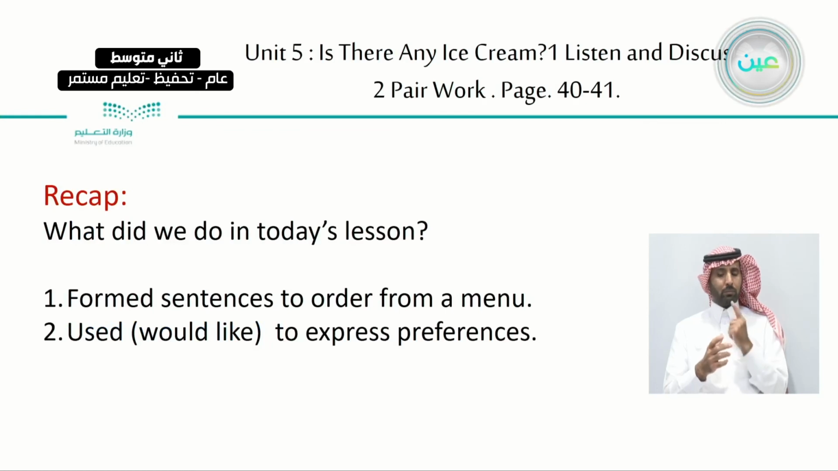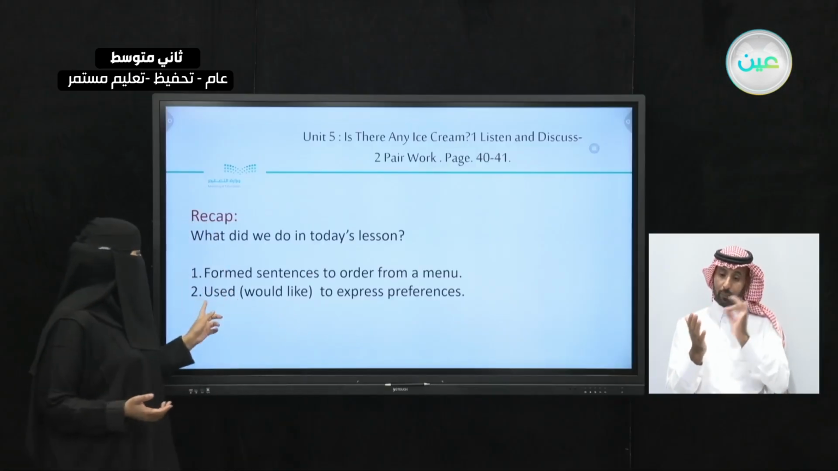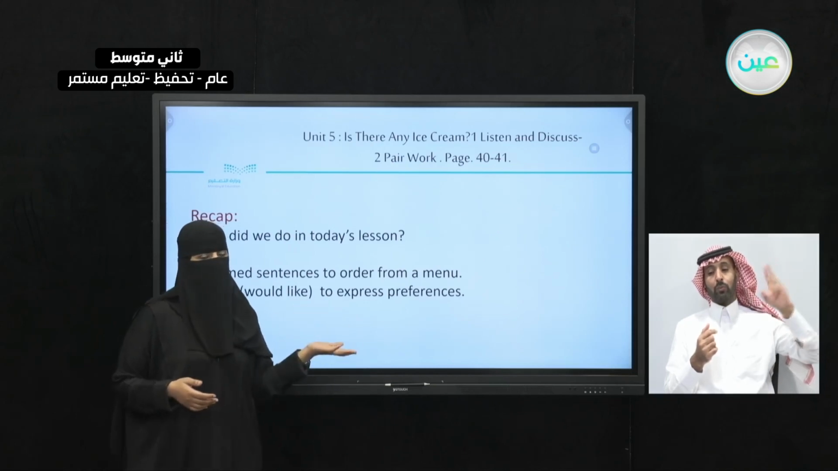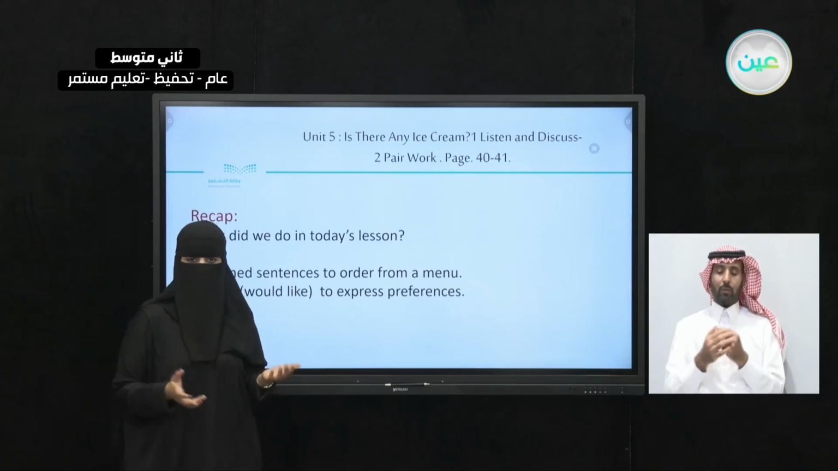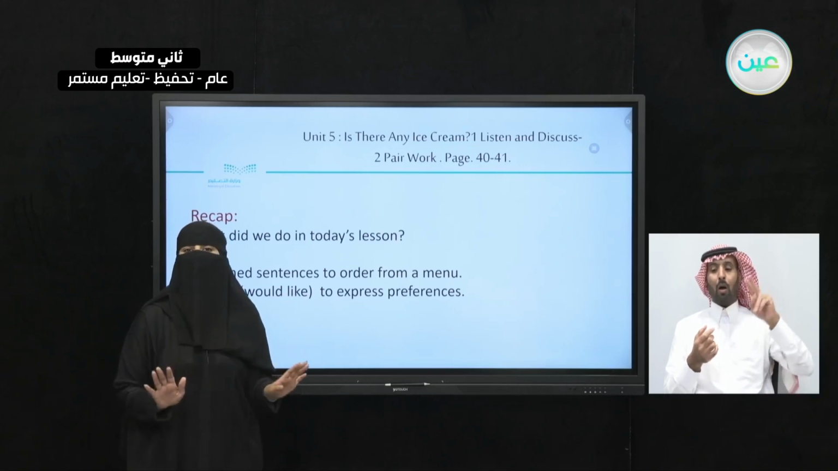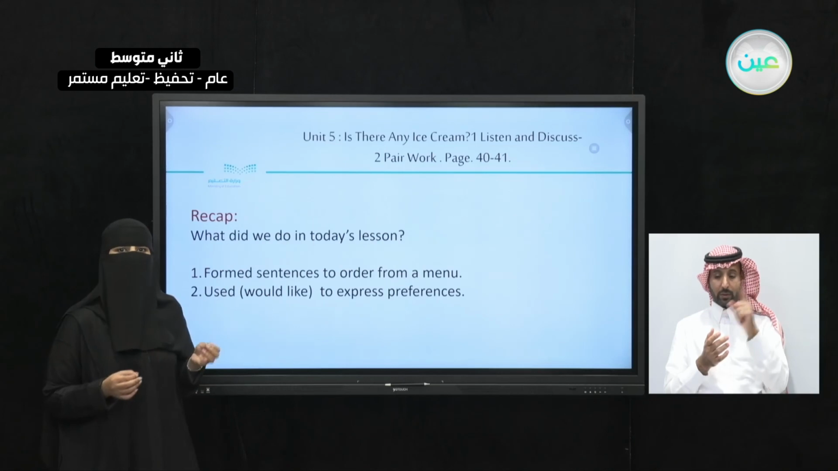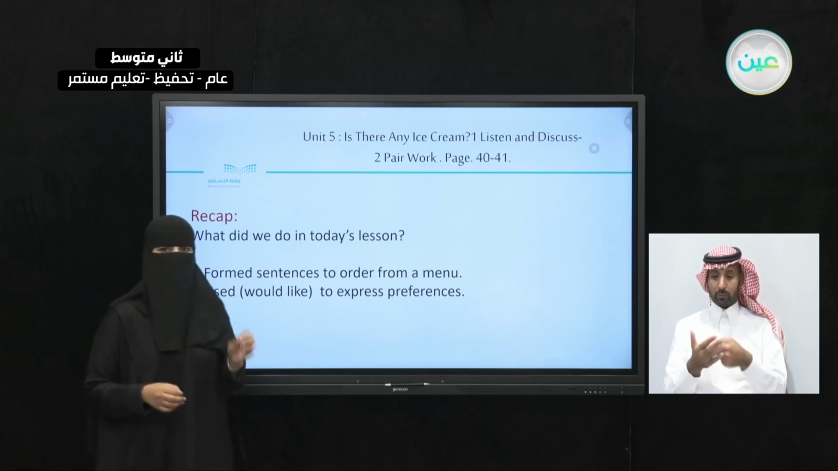Now, what did we do in today's lesson? We formed sentences to order from a menu, and we did use would like. We saw would like in a yes/no question, using would like at the beginning of the question. Would you like something to order? Yes, please, or no, thank you. And would like to ask about a specific thing. What would you like to order? I would like to order cheesecake. So it was a specific way.